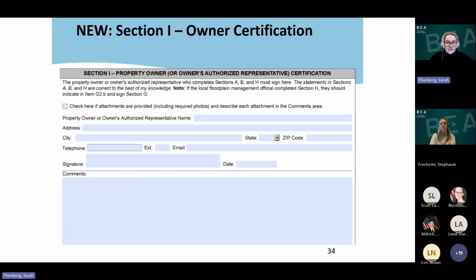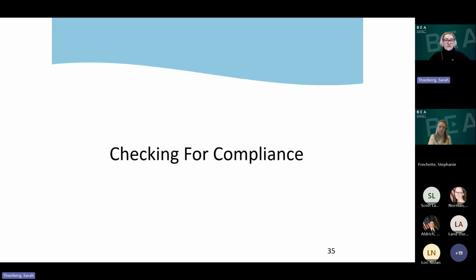So last section is, again, owner certification, property owner certification. Yeah, this one is pretty self-explanatory. Just put in the address and any additional comments to note with the elevation certificate. So those are the specific sections of the elevation certificate.